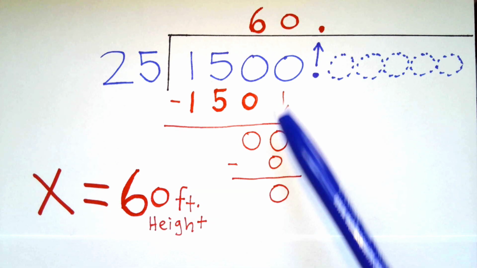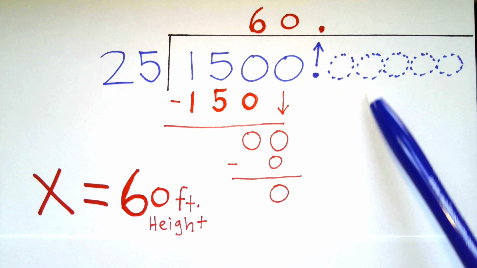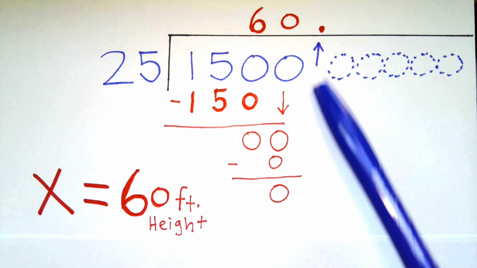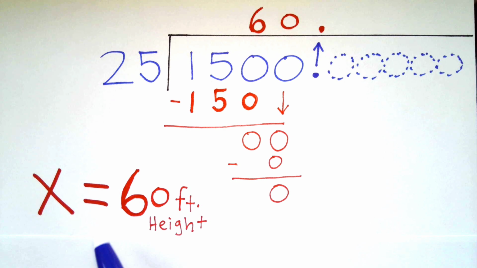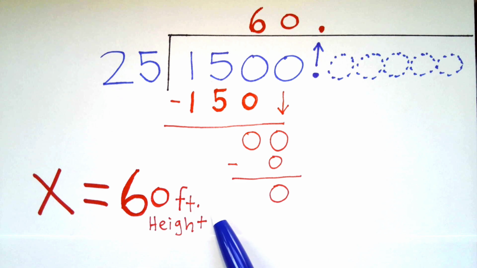I know 25 times 0 gives me 0. Subtract 0 from 0, I'm left with 0. And you could keep bringing down zeros, 0, 0, 0, 0, all the way across the top. So our answer is the missing value of X, or the height, is 60 feet. Height for the New York skyscraper building.